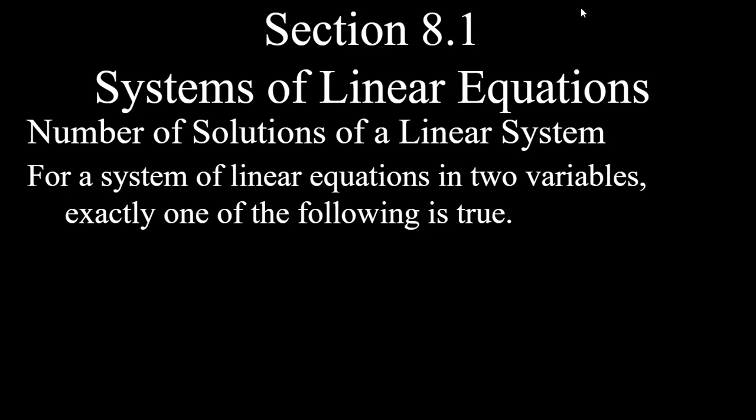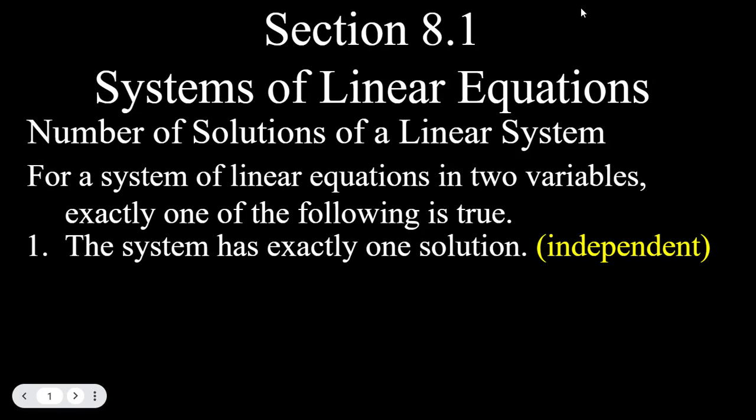Okay. So we have three possible things that could happen. The first thing that could happen is you might have two lines that intersect, and if they intersect at one point, you have one solution. If the system has exactly one solution, it is called an independent system. That means the two lines intersect at one point.